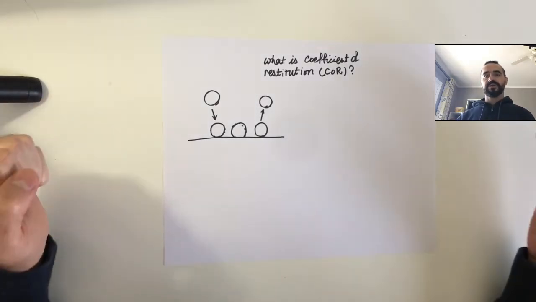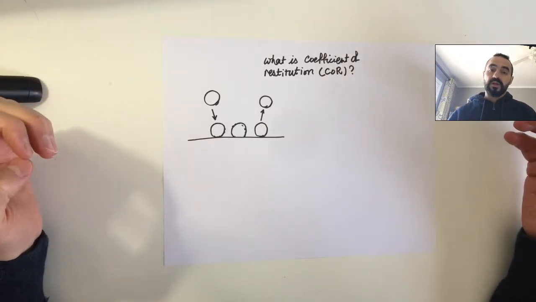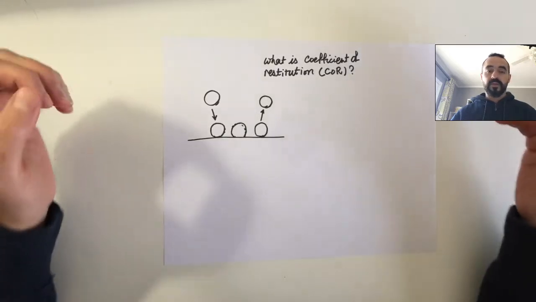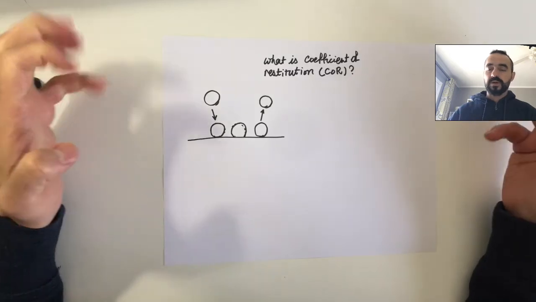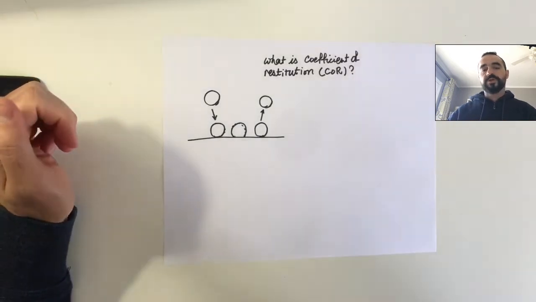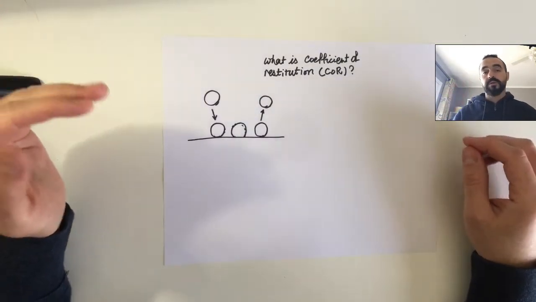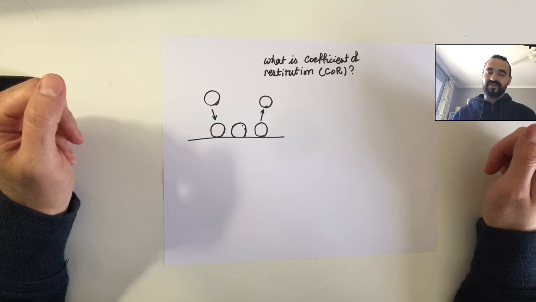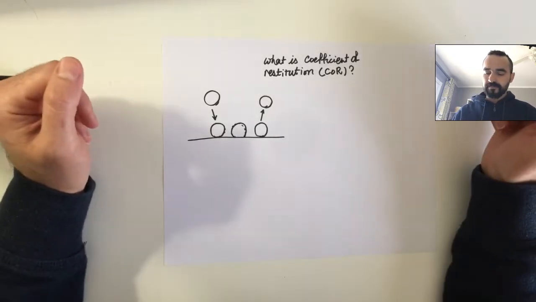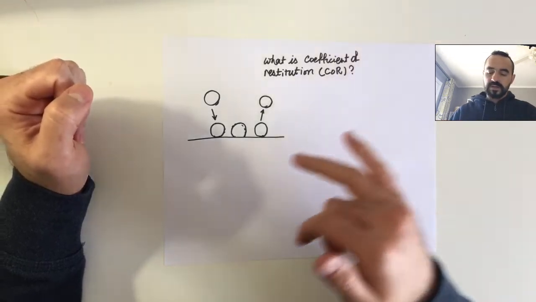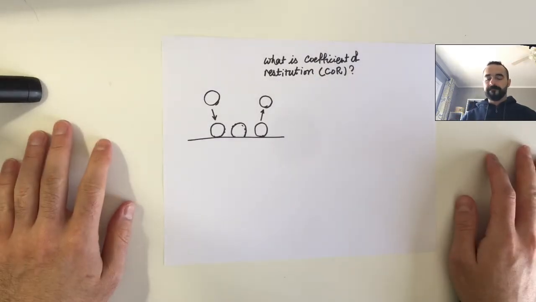Coefficient of restitution essentially characterizes how elastic the ball is. So if you drop the ball, it comes back to a certain height, which is not the same as the drop height. So the rebound height is different from drop height. And the question is, how far does the ball bounce off the surface? All right.